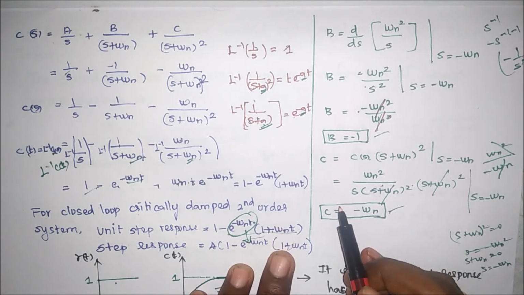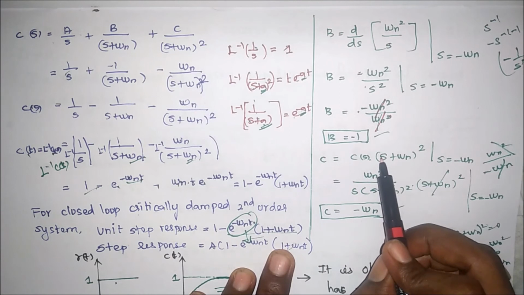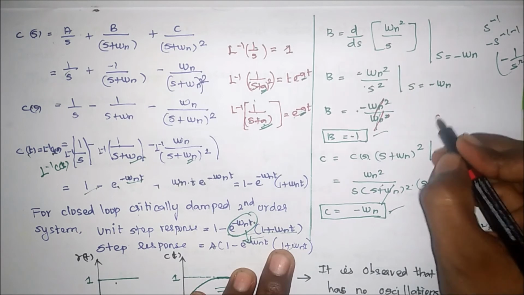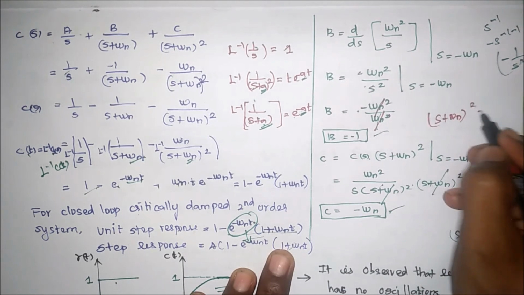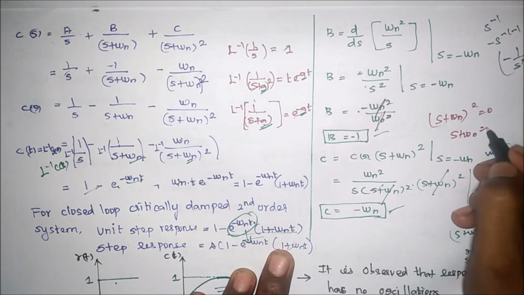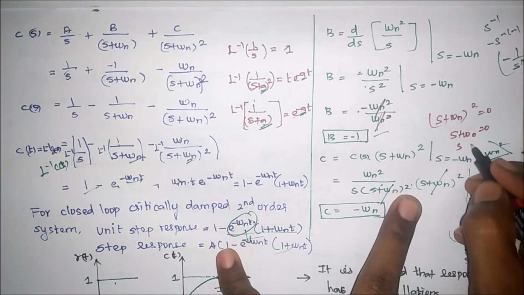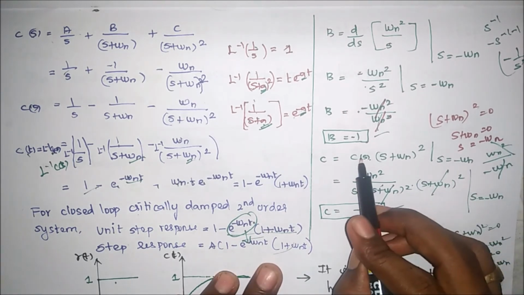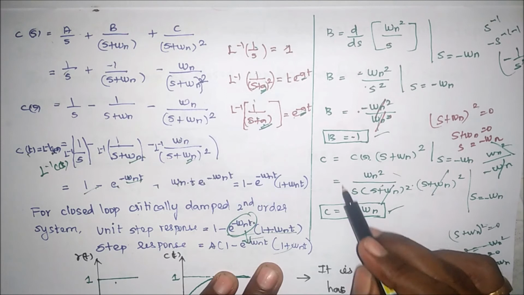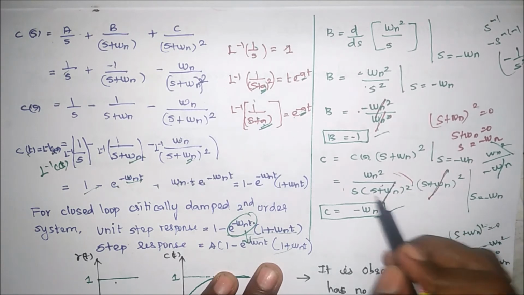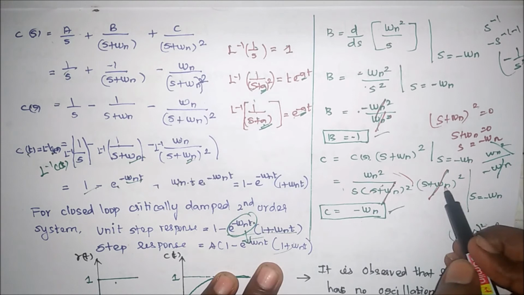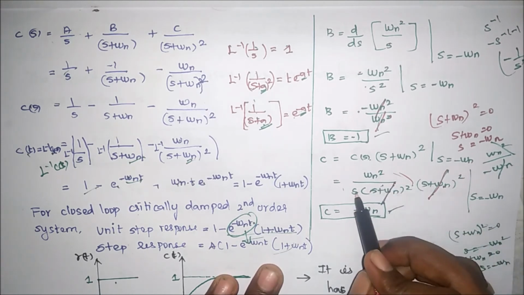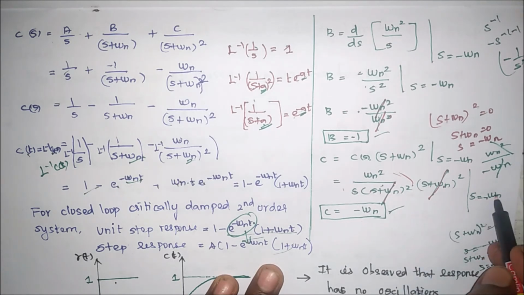Next, c equal to c of s into s plus omega n square. So now here also, s equal to minus omega n, because s plus omega n equal to 0. Therefore, s equal to minus omega n. Now if we substitute the c of s value here, this term and this term, s plus omega n the whole square, both will get cancelled. Finally, we will have omega n square divided by s. Now we have to substitute s equal to minus omega n.